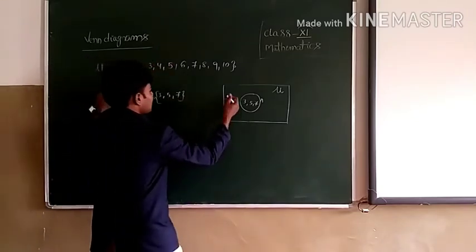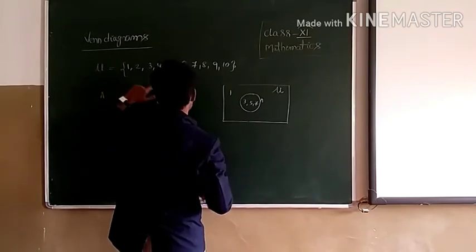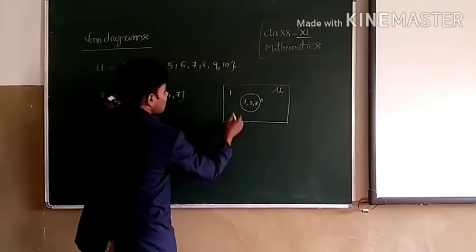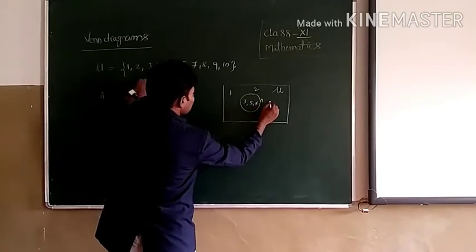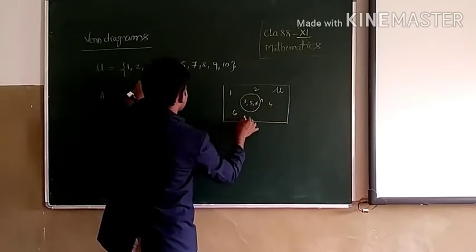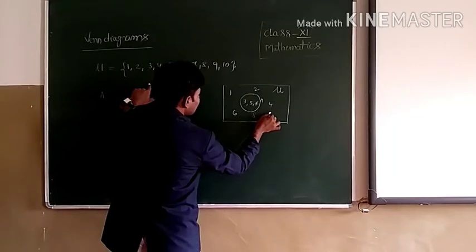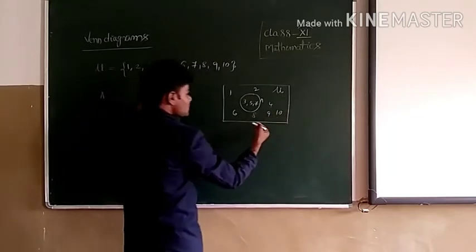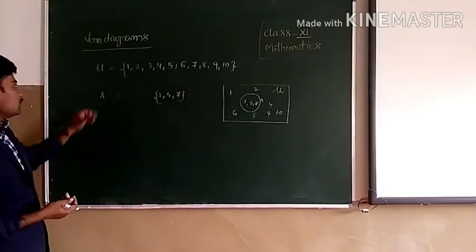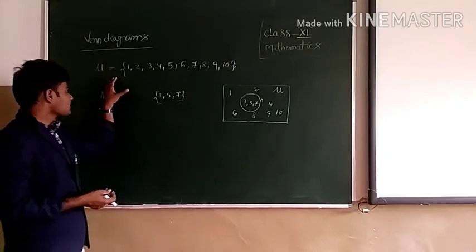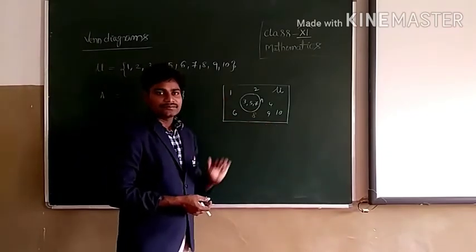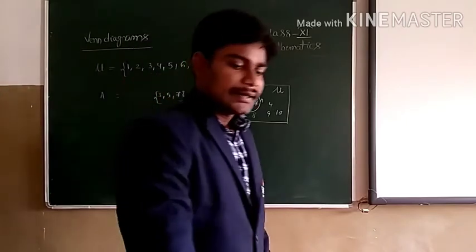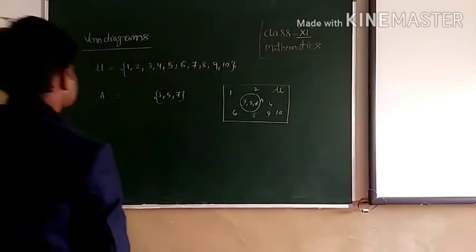So that's why the remaining elements in the universal set: 1, 2, 3, 5, 7 are already there. So 4, 6, 8, 9, and 10. So we can represent the elements in the Venn diagrams like this. Okay.